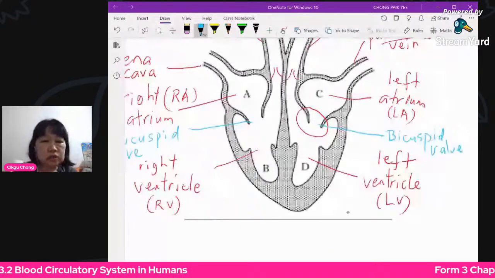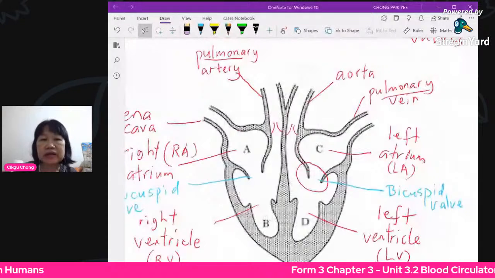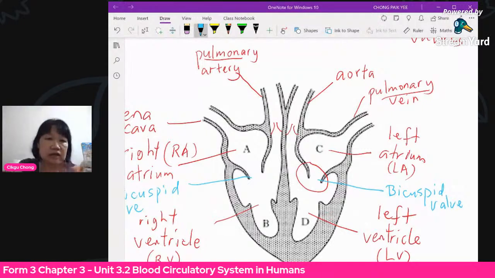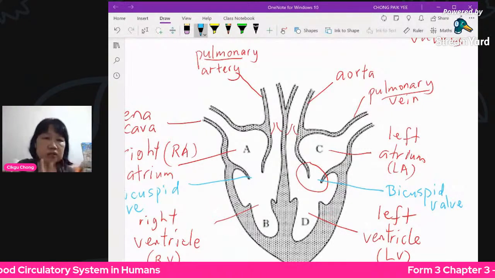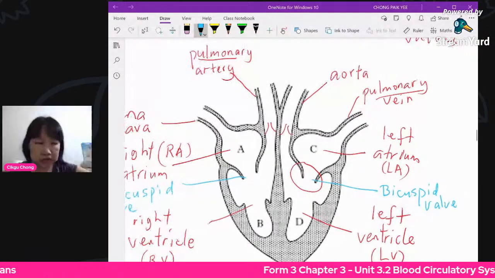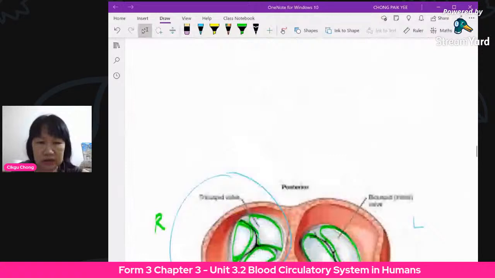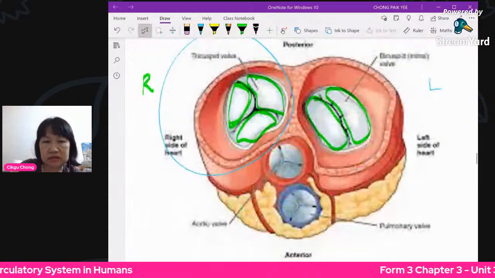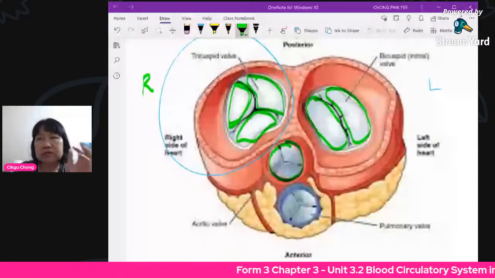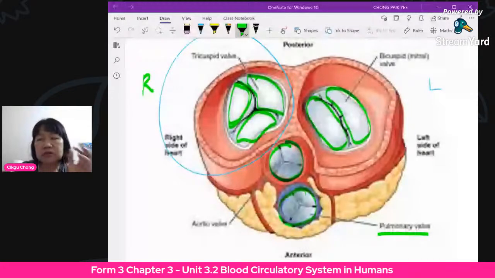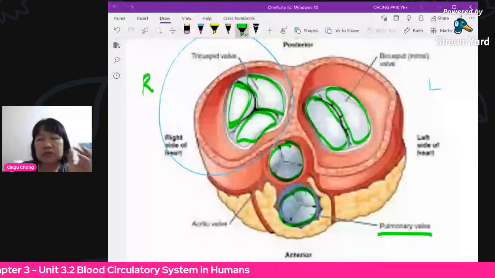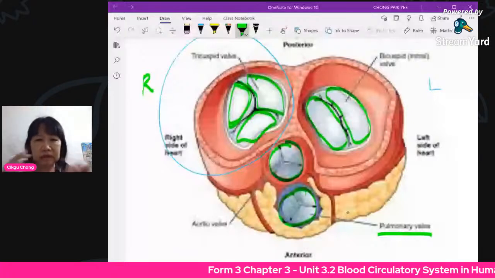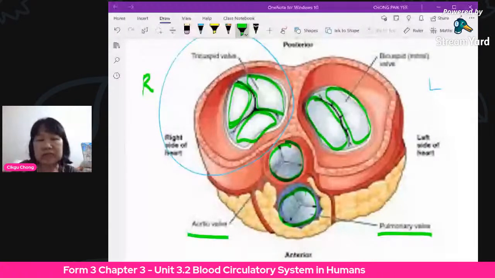Now, what about the other 2? There are 2 more valves here. These are at the base of the pulmonary artery, near the bottom, and then there's another pair at the aorta. These 2 valves have the same name. We just call them semi-lunar valves. Here is the picture. When we cut exactly there, I can see the semi-lunar valve at the aorta, and this is the pulmonary valve at the pulmonary artery. This is the aorta valve. It doesn't matter whether there are 2 or 3 flaps, the name is still the same. We call it semi-lunar valve.